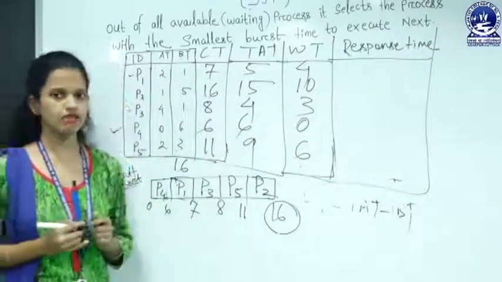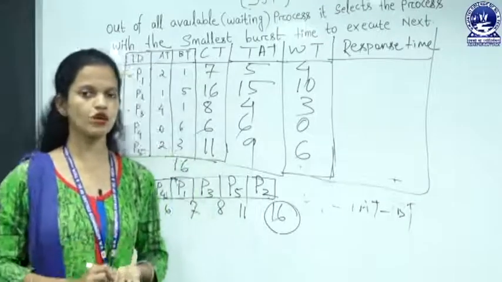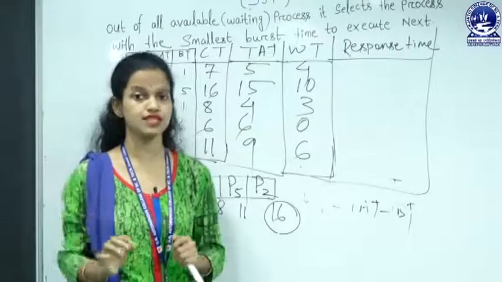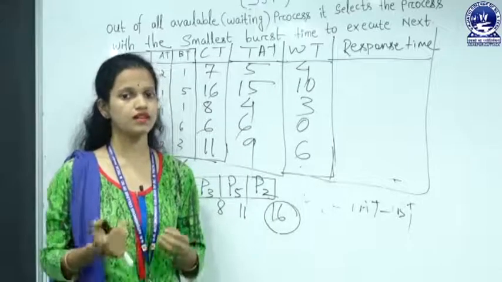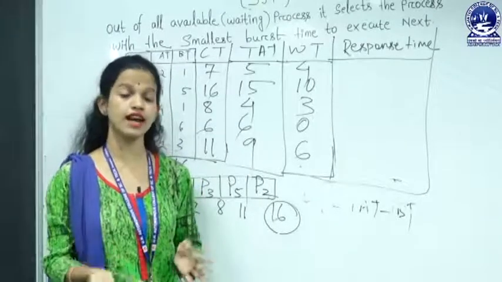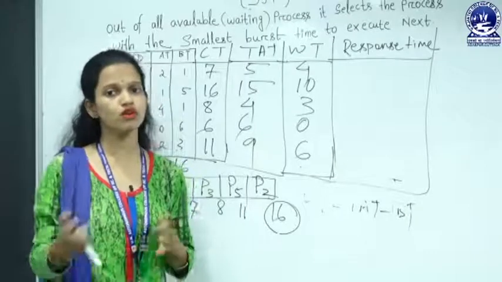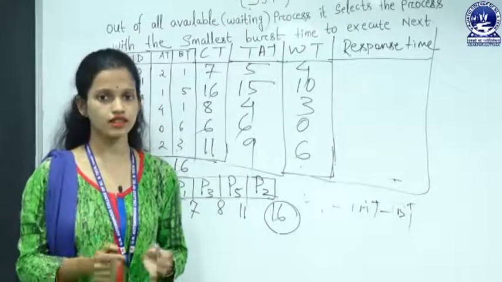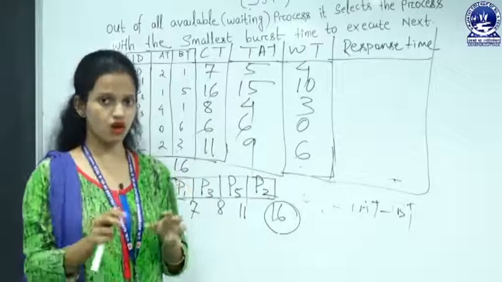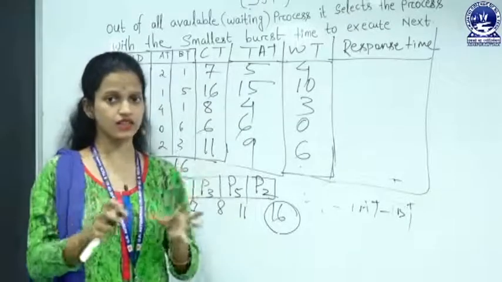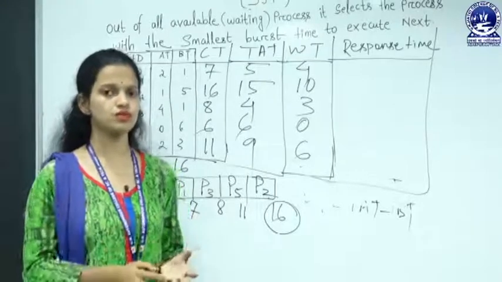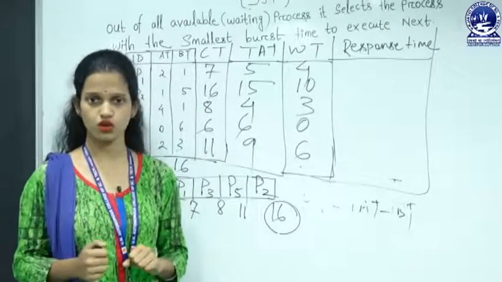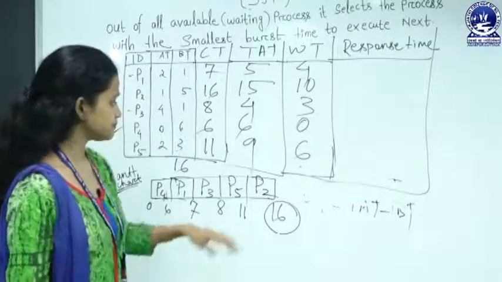Response time means the time when the process is allocated the CPU for the first time from the ready state. It will wait for some time in the ready state, and after that the CPU is allocated to that process. If the CPU was allocated to the process at the time it arrived in the ready state, then the response time is 0. Then what is the response time?